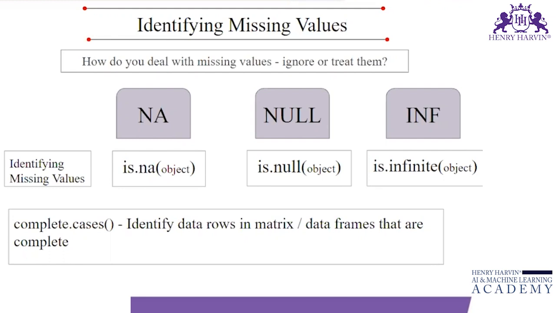Now, there are also null values. We can identify these null values using is.null. Within the brackets, there will be the object or the data frame that you are using.